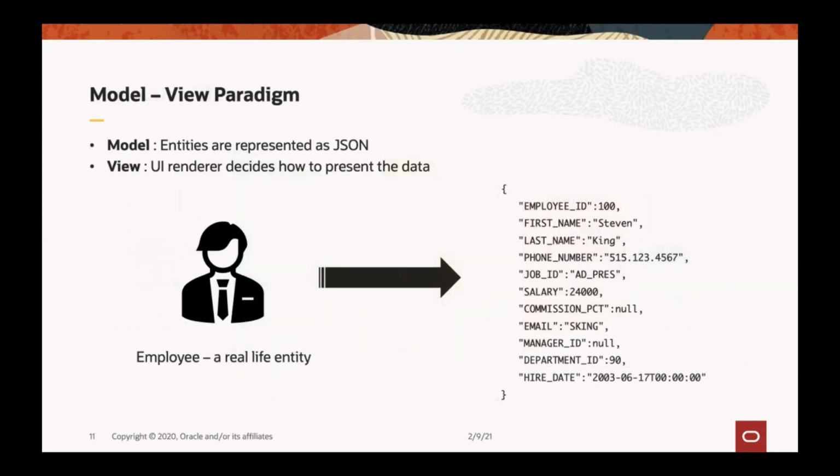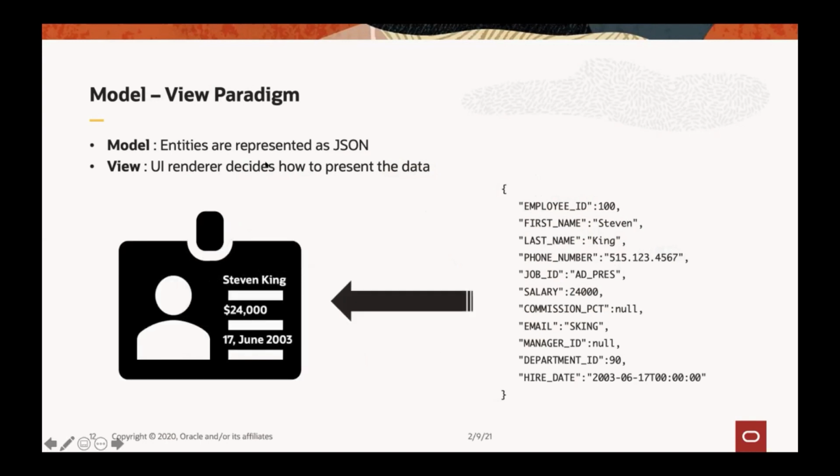So I'll quickly walk you through the model-view paradigm. I'm sure you're familiar with this, but in the context of SERN, a model could be a JavaScript object. So consider an employee, a real-life entity. It is represented using JSON, as you see on the screen. So an employee has a bunch of attributes. He has an ID, name, phone number, etc. So the UI decides how to render this data that is viewable.